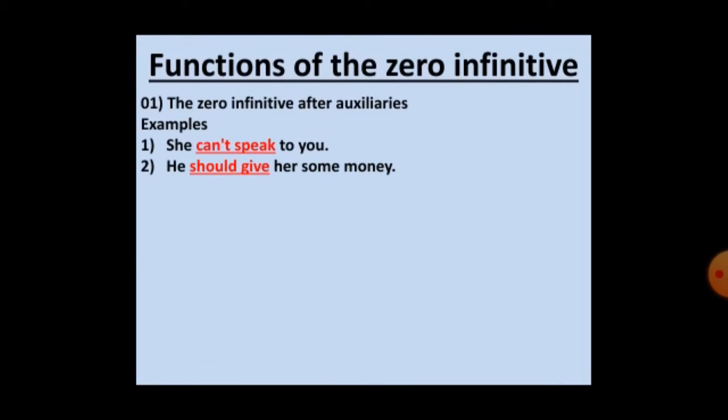In the second example, he should give her some money. So should is also a modal auxiliary and after a modal auxiliary we use bare infinitive, that's why I have put the verb give here. And in the last example, shall I talk to him, it is also a modal auxiliary and we are not supposed to use to infinitive but zero infinitive here.